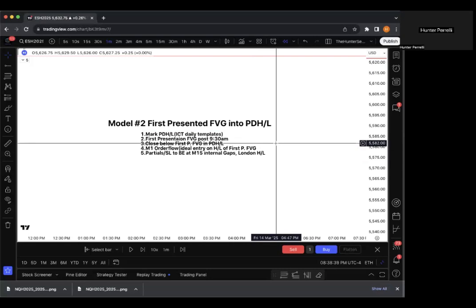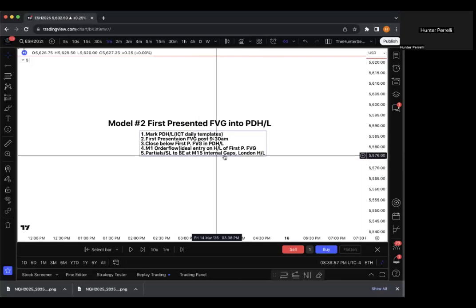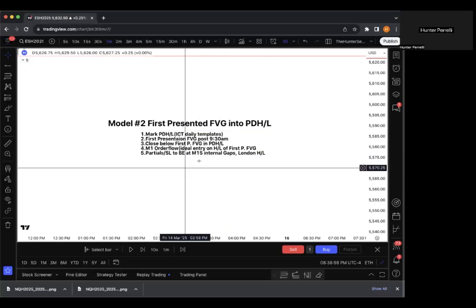You could move your stop loss below the low of it. And once it starts closing out and away, you can move your stop loss to the bottom half of that first presentation fair value gap. Take partials and move stop loss to break even once it hits a minute 15 internal gap. So that's the model we just did.